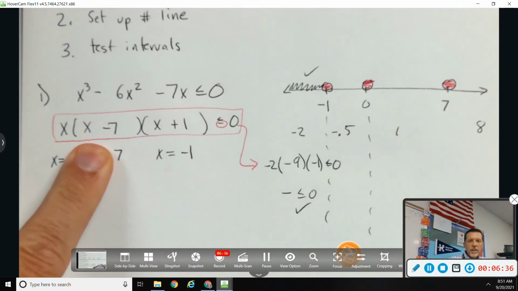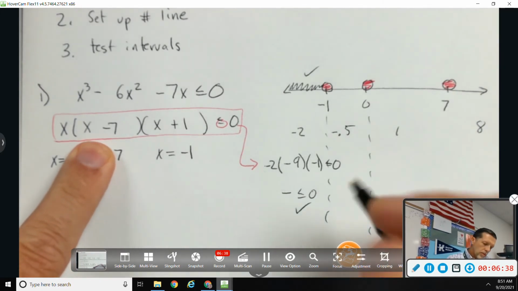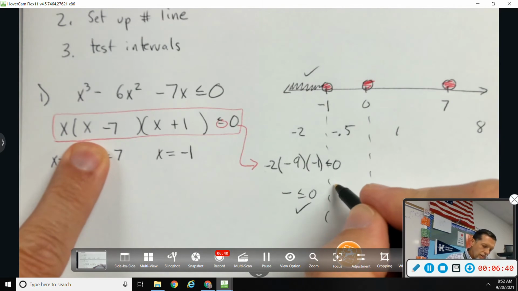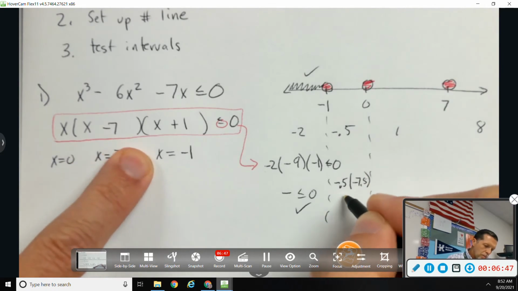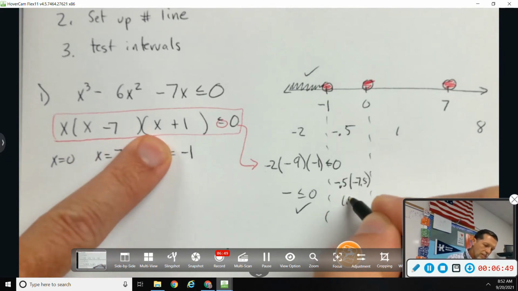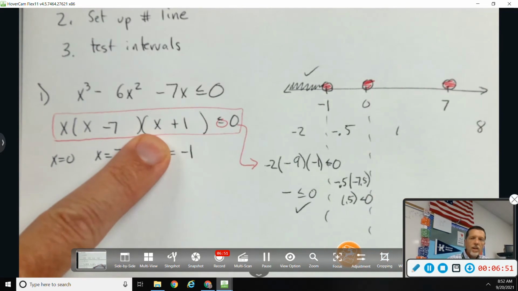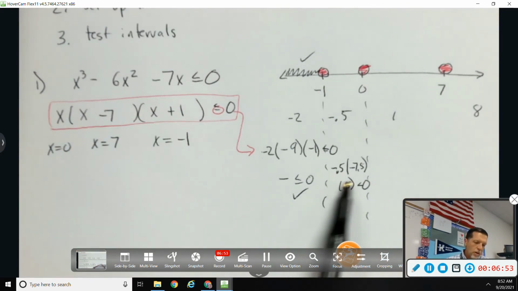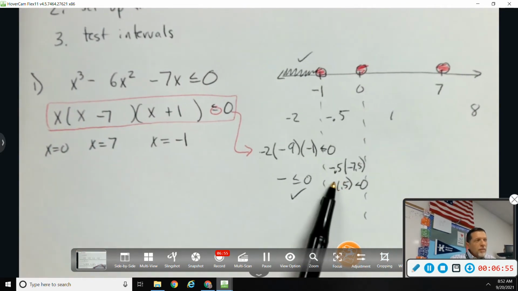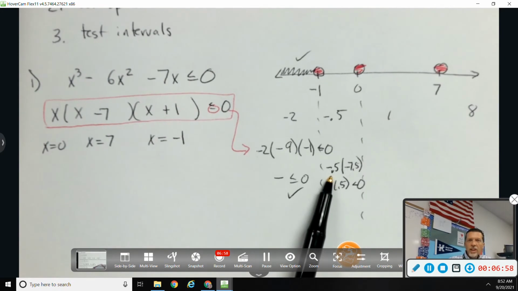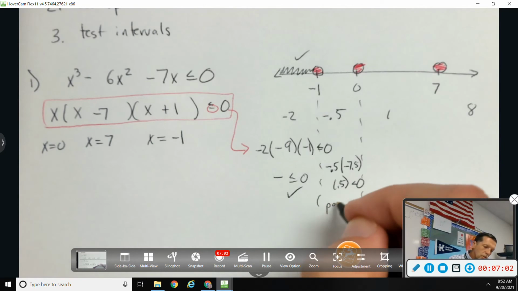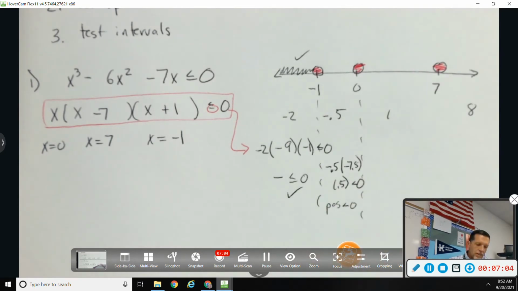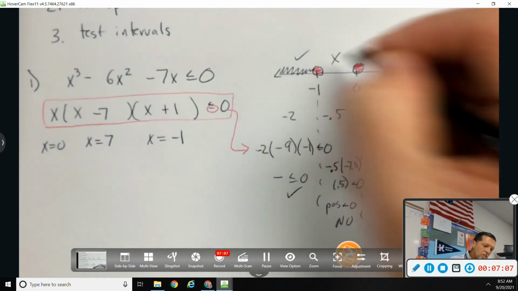If I plug in -0.5, I get -0.5 times -7.5 times +0.5. Pardon my sloppiness here. The values don't really matter. Is it positive or negative? Negative times positive is negative, and that times a negative is positive. So is a positive number less than 0? No. So I will not shade there.